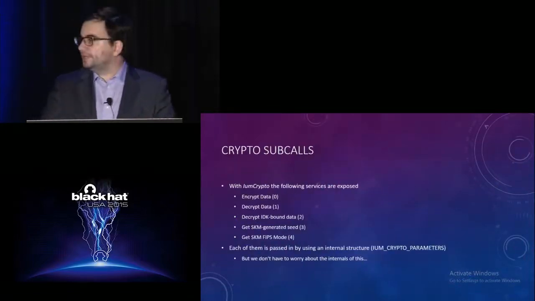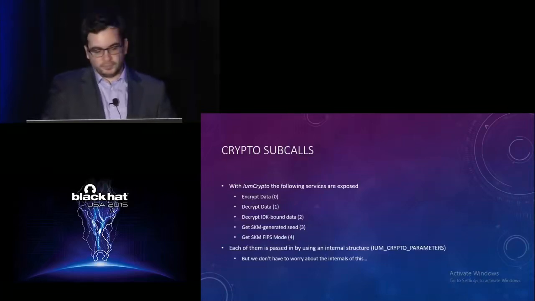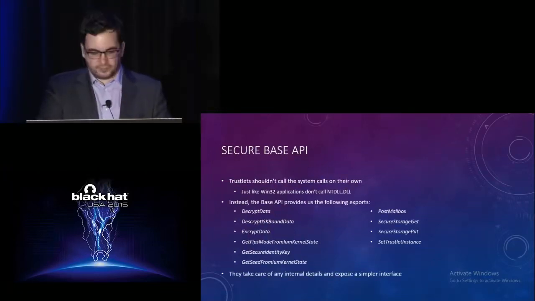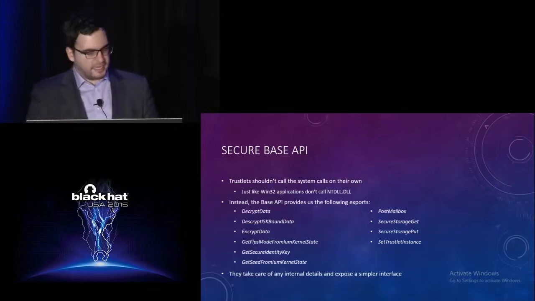So what can the crypto API do? It can encrypt data, decrypt data. It can decrypt data that's been bound specifically to the machine with the identification key. It can generate a seed, and it can check if we're in FIPS mode or not, since all this is FIPS compliant. But you never have to call these APIs directly if you're writing a trustlet, which you can now anyway. There's another base API that provides that.